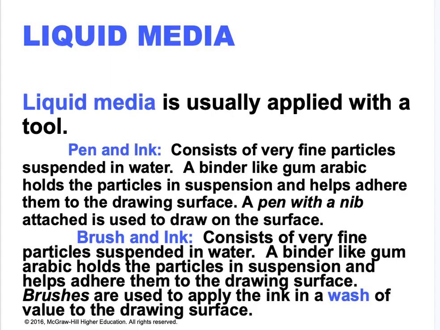Liquid media is usually applied with a tool. So in this case, the liquid is what the material is. Like pen and ink, it consists of very fine particles suspended in water. A binder like gum arabic, which is often the binder, holds the particles in suspension and helps adhere them to the drawing surface. A pen with a nib attached is used to draw on the surface. I'll show you a picture in just a second of what a nib looks like, but you need to make sure you get this definition of pen and ink down.